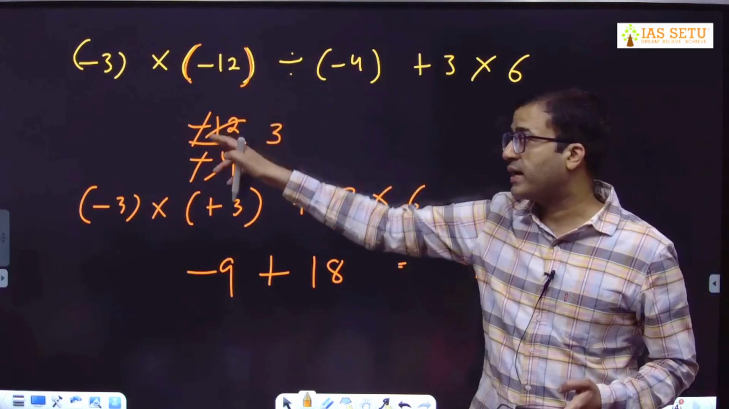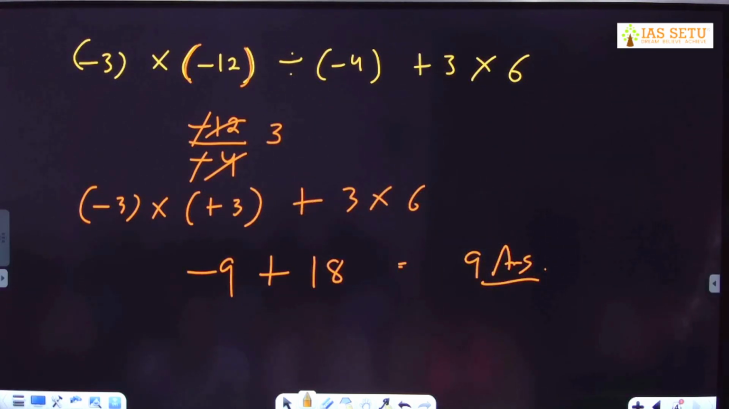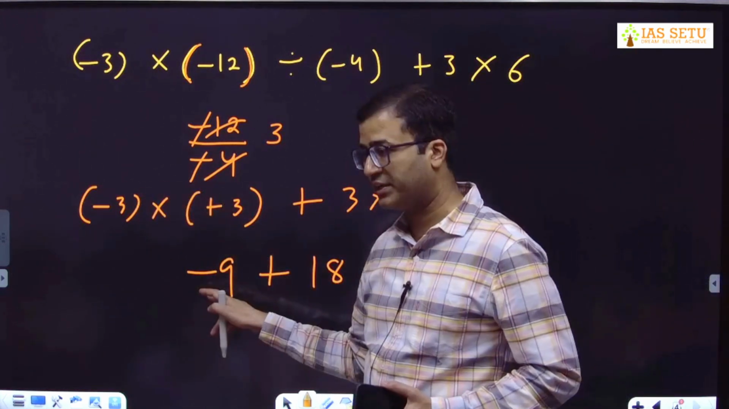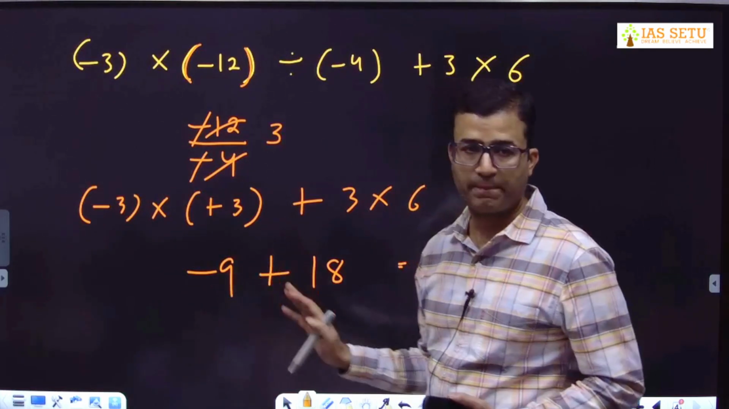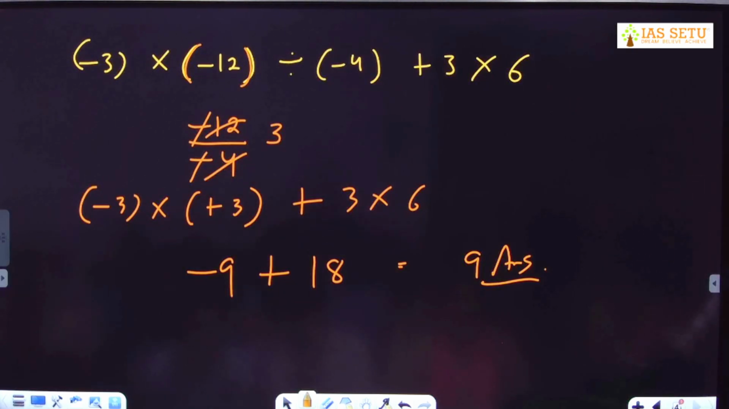When you divide a negative value by a negative value, negative negative cancel. Negative multiply with negative becomes positive. Negative multiply with positive becomes negative. Negative into positive is negative. So minus 3 multiply with plus 3 gives you minus 9. Fine. Okay, online students, fine.